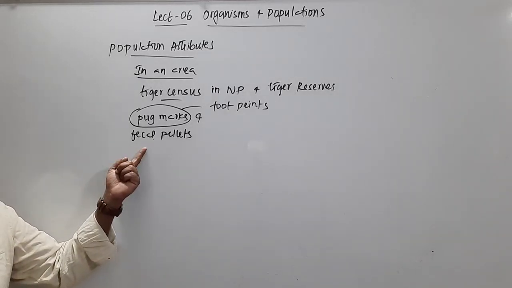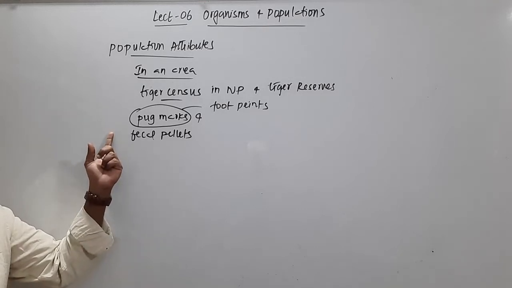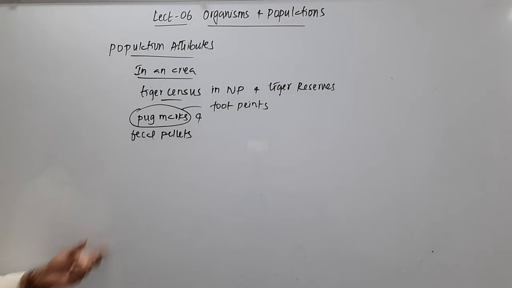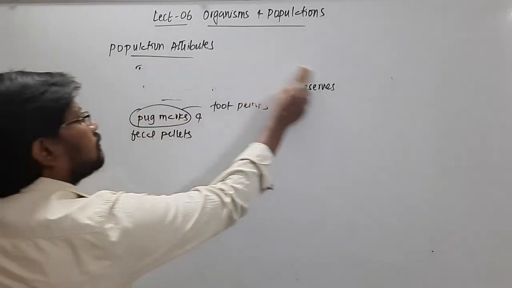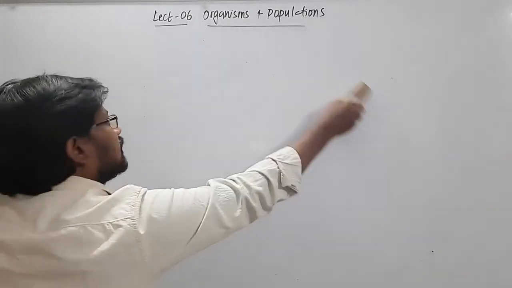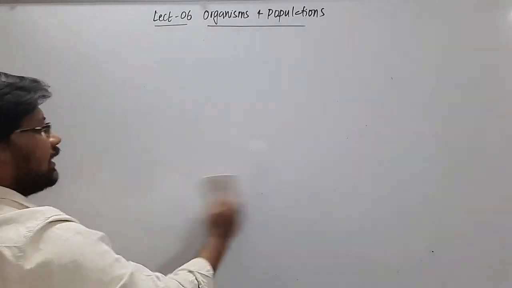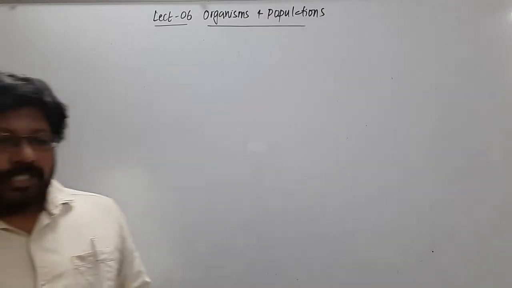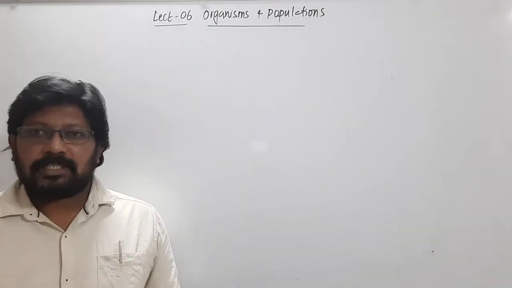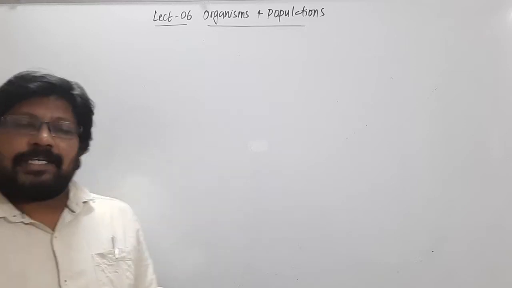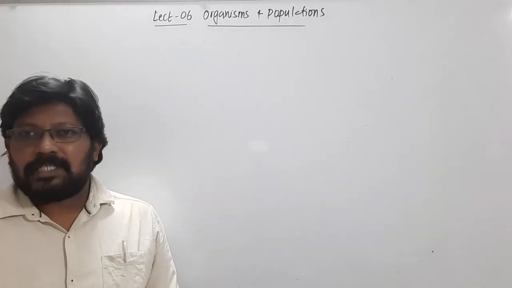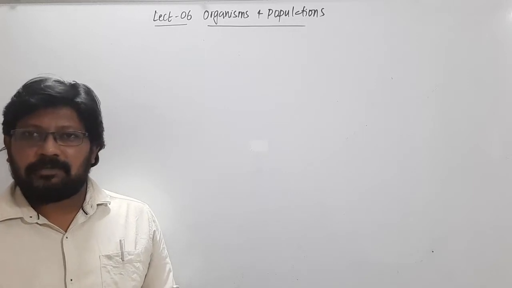So by finding out the fecal pellets and also the pug marks, released from its digestive system, we can find out how many tigers are living in that particular area. Right, so that's all about the population attributes. So we have seen that always measuring the exact number of the population is not required. There are some other methods to know the population density, and they serve equally well, equal to the total number you would like to find out.